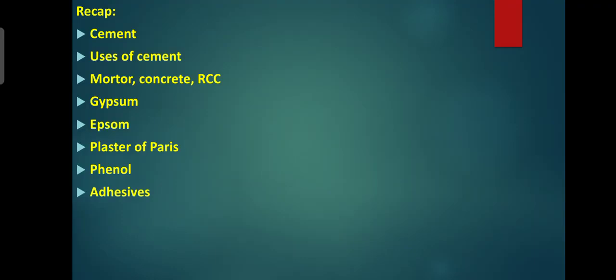Next one, phenol. Phenol is a carbolic acid, an organic compound. The molecular formula of phenol is C6H5OH. It's a very weak acid. It is a volatile white crystalline powder.